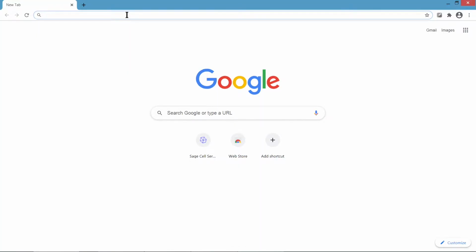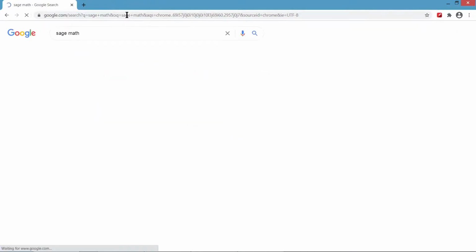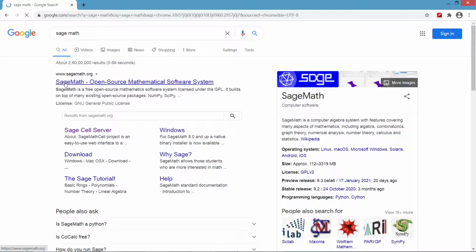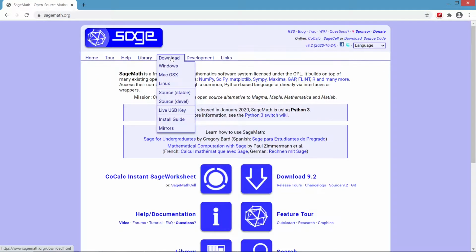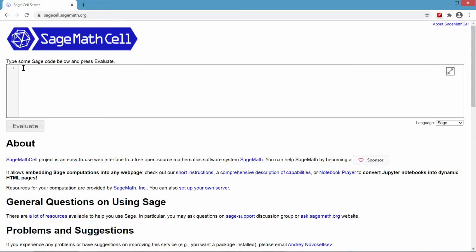To use SageMath, first Google SageMath, go to the link www.sagemath.org. You can download the software for Windows, Mac OS or Linux, or we are going to use an online link. You have to go to links and click SageMath Cell Server. Here we can type in our code and get the results. We will start from simple codes and then gradually, as the book progresses, we are going to do many complicated things.